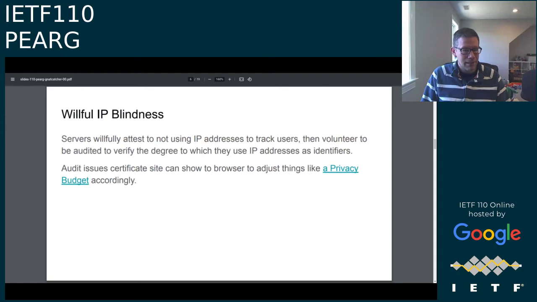With Willful IP Blindness, the idea is that servers on the internet attest to not using IP addresses to track users. And then they volunteer to be audited to verify that they're telling the truth and to verify the degree to which they use IP addresses as identifiers. Once they complete this audit, they're given a certificate that they can in turn show to a browser. And then the browser can use that to adjust things like the privacy budget, to control how much access to other identifying information they have. So the basic idea is the server has already decided not to use IP addresses for tracking, and then they attest to this, and then they're audited to verify that, and then they're given the certificate.